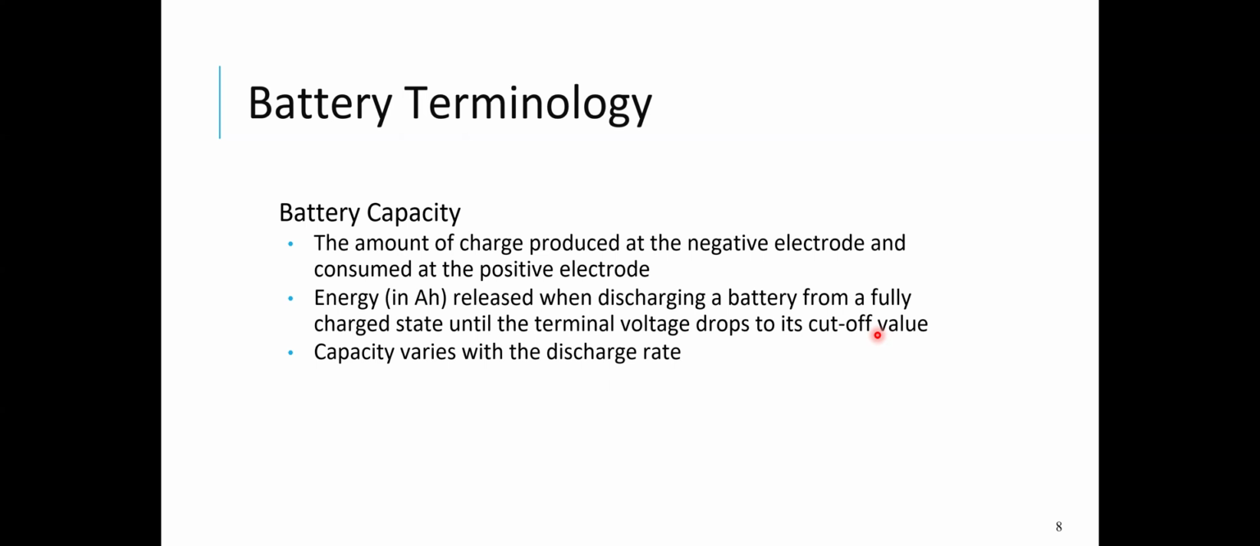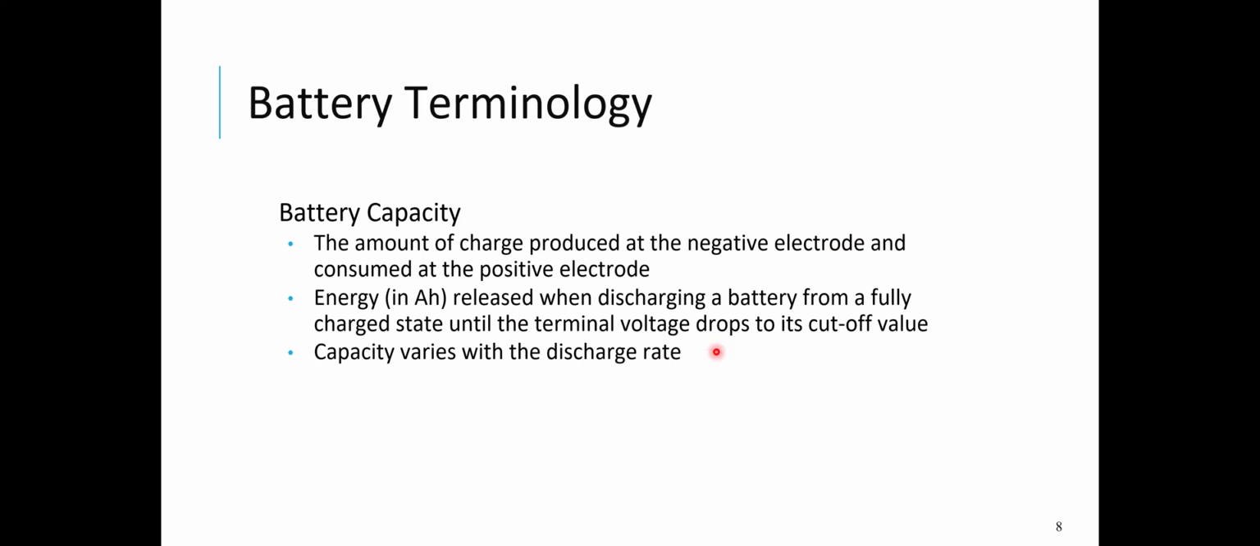If we over discharge the battery, in other words, if we allow the terminal voltage of the battery to go below this cutoff value, we can permanently damage the battery. And the capacity of the battery varies with discharge rate. What that means is if I aggressively discharge the battery, I try to take a lot of current out of the battery in a small amount of time, the battery capacity, or the total amount of electrons we can extract out of the battery, reduces.